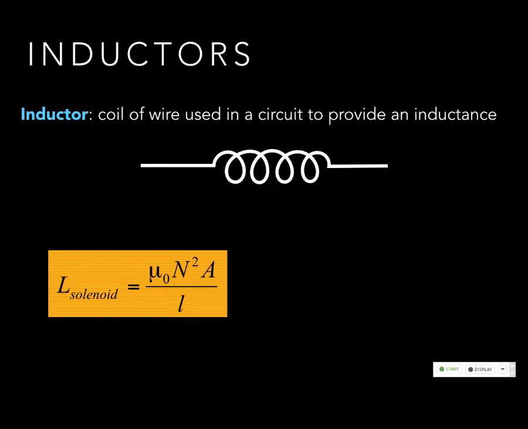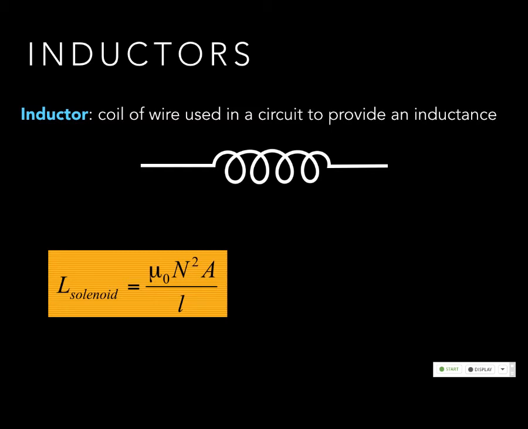And then inductance is the magnetic flux divided by current. So all you do is get rid of the current, and you end up with mu naught n squared A over L. So that's where that comes from.